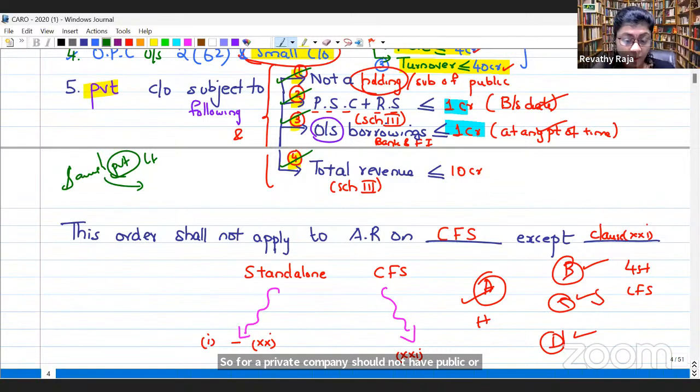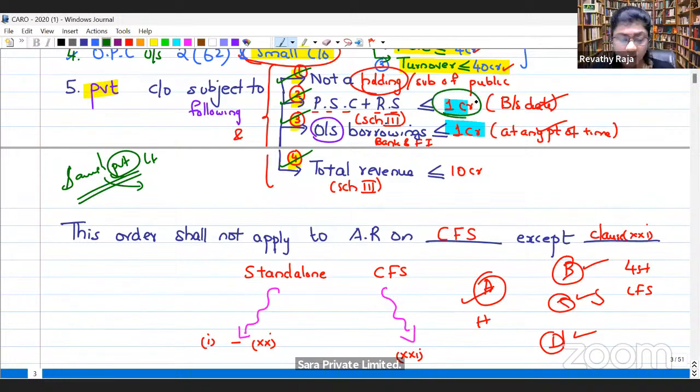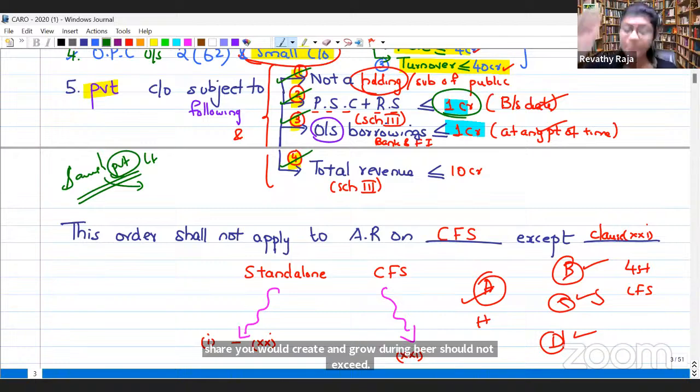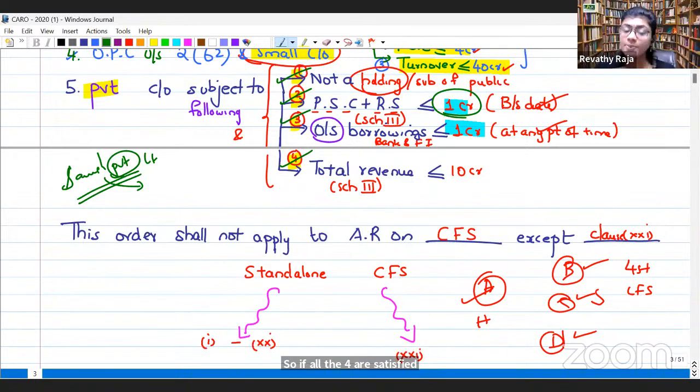So a private company should not have a public holding or subsidiary. Second, Sarah Private Limited's paid up capital plus reserves as per Schedule 3 balance sheet should not exceed 1 crore. You see this as on balance sheet date. Third, outstanding borrowings from banks and financial institutions should not exceed 1 crore. Why banks and financial institutions? That is public money. If it exceeds, CARO becomes applicable. Fourth, total revenue: total revenue means not just turnover, but all revenue, continuing, discontinuing, as per Schedule 3, should not exceed 10 crore during the year. If all 4 conditions are satisfied, the private company is exempt from CARO. If 1 is violated, no exemption, CARO becomes applicable. I hope it's clear.